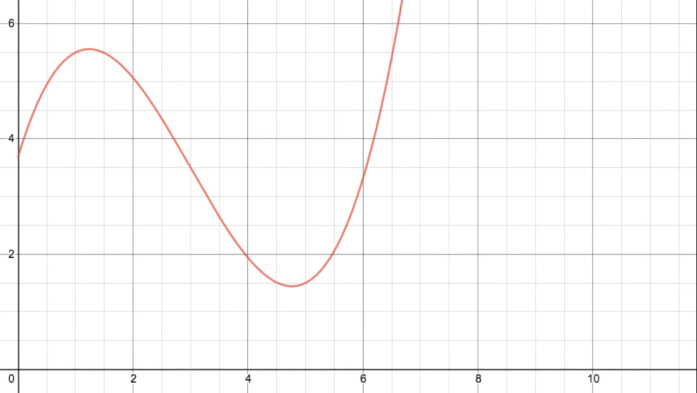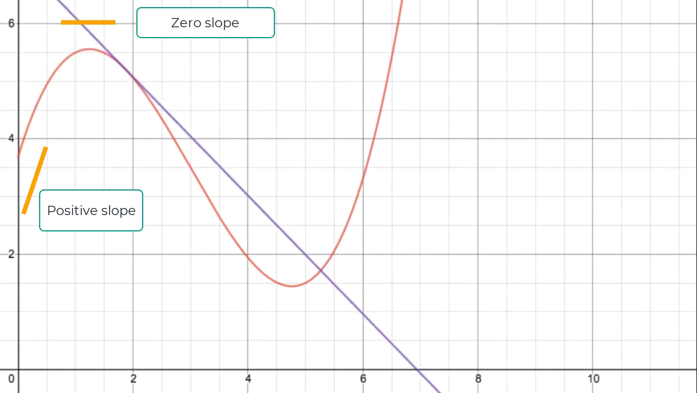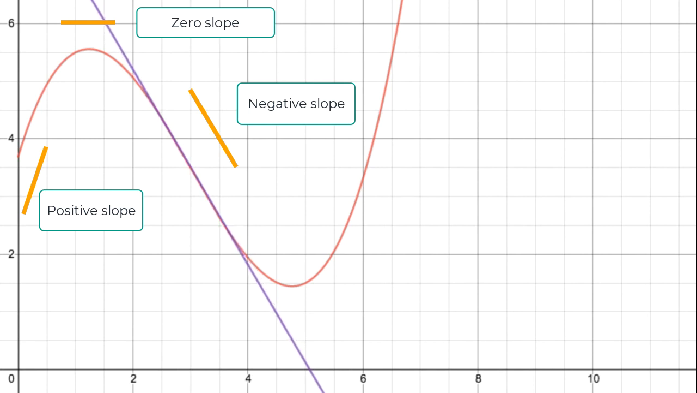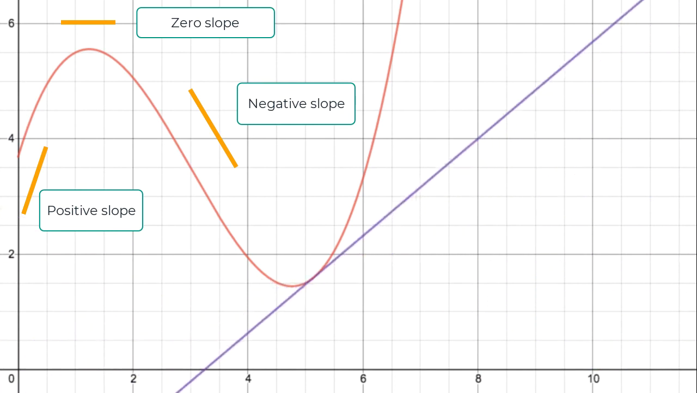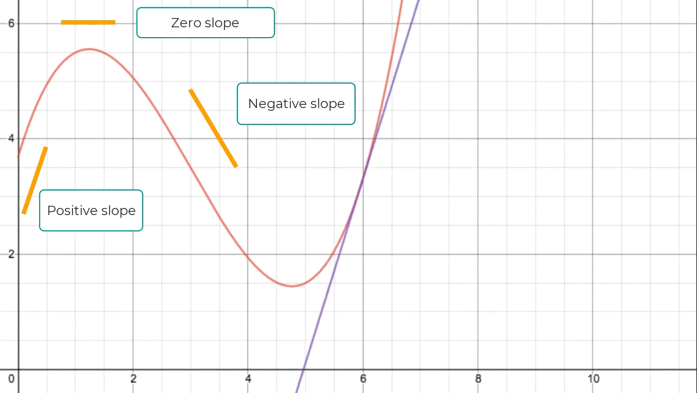Let's watch that one more time. We see a positive slope at the start, becoming less positive until it becomes 0 at the top. Now it's a negative slope, becoming most negative in the middle there, now less negative, less downward pointing, becomes 0 again at the bottom, and then positive.